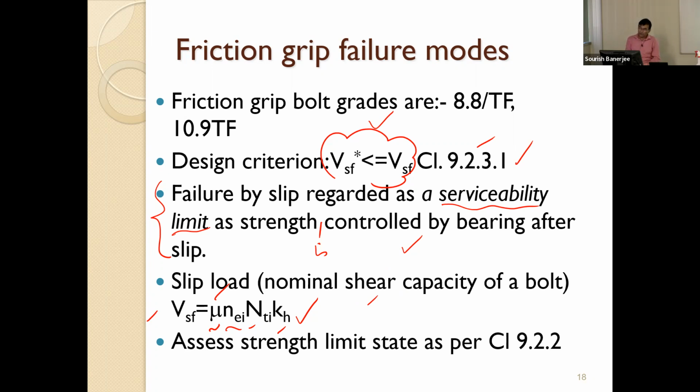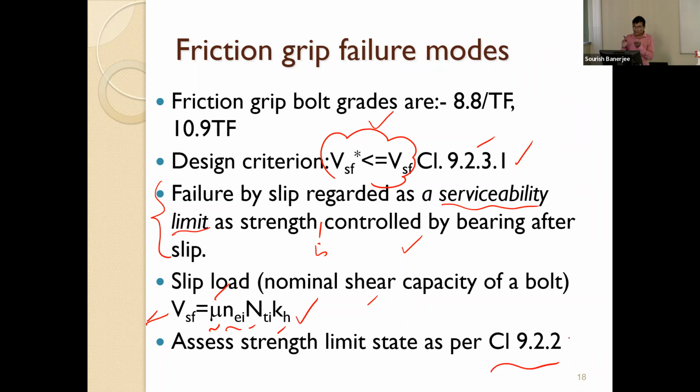Okay, so once you calculate VSF, then we actually check this one. So we say that when a bolt is subjected to a design shear force of VSF star, it must be less than or equal to VSF, where this VSF is given by this expression. Now, what it also says is, after designing this one, you have to again check the strength limit state separately according to clause 9.2.2. Now, what is 9.2.2? If you recall, that is the bolt subjected to shear. So after that you again have to check.